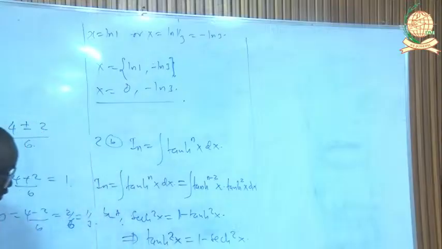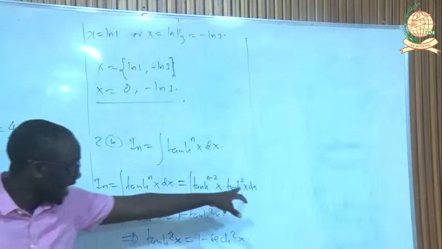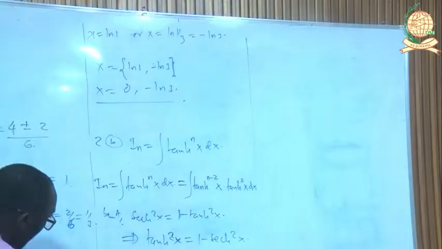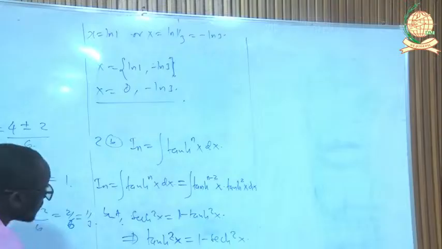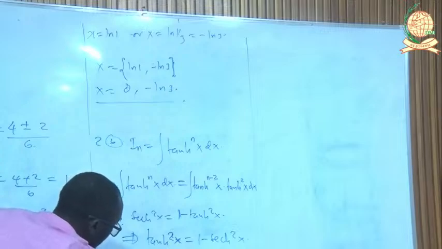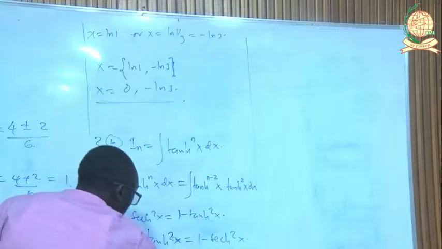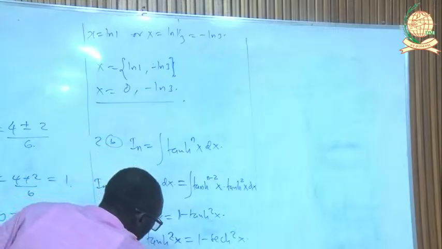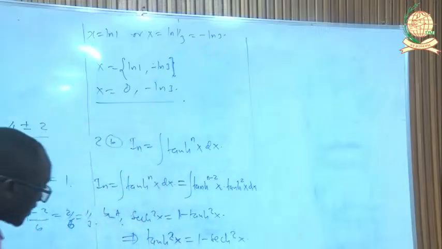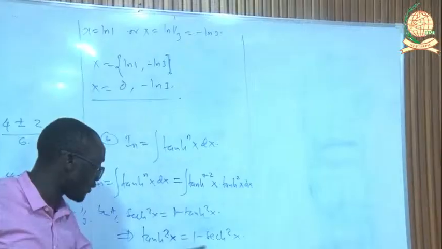So we are going to substitute this tangent squared x in our integrand here. So our I n is going to be the integral, this term here, tangent n minus 2 x times tangent square, which is now this one, 1 minus sec squared x dx. So you can see the integrand is now changing from tangent square into 1 minus sec square.